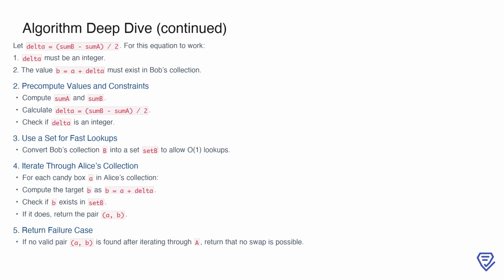With these conditions in mind, we outline the steps to solve the problem. First, compute the total sums sumA and sumB, and calculate delta. Then, verify if delta is an integer. Next, we use a set for fast lookups by converting Bob's collection into a set B, which allows us to check for the existence of b in constant time. Once this is set up, iterate through Alice's collection. For each candy box a, compute the target b as b = a + delta and check if b exists in set B. If it does, return the pair a, b as the solution. If no valid pair is found after iterating through Alice's collection, return a failure case indicating that no swap is possible.